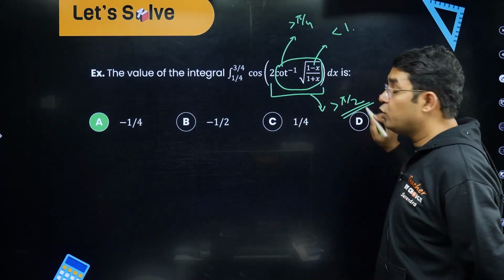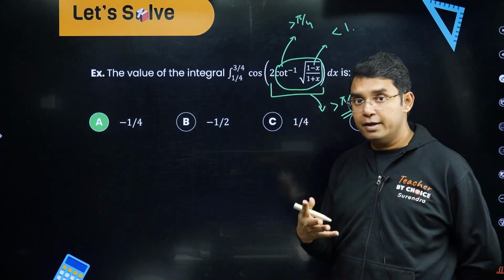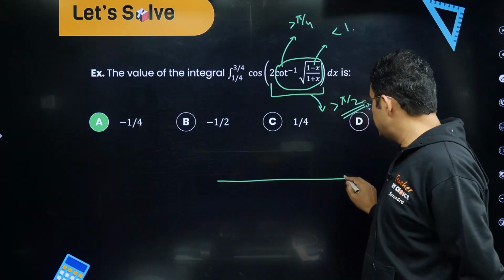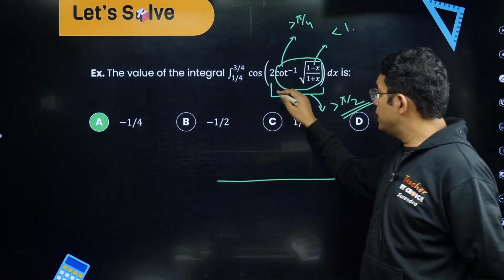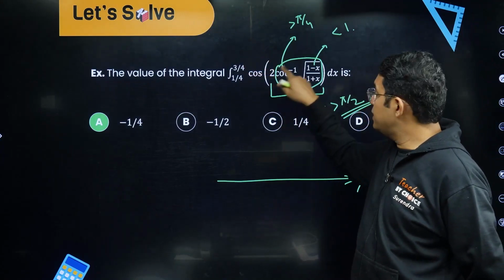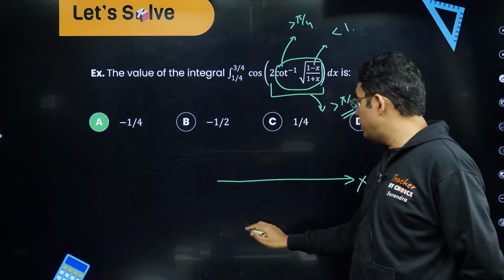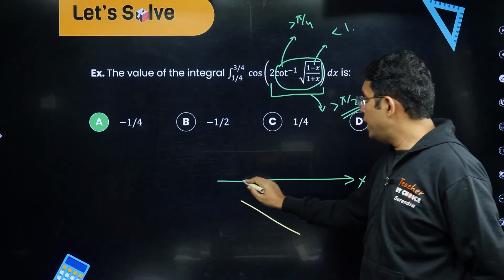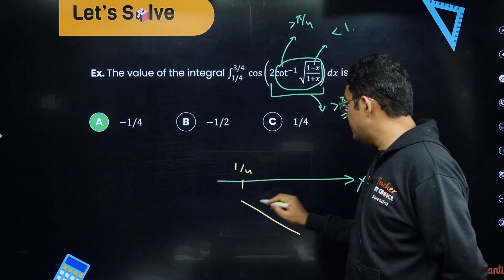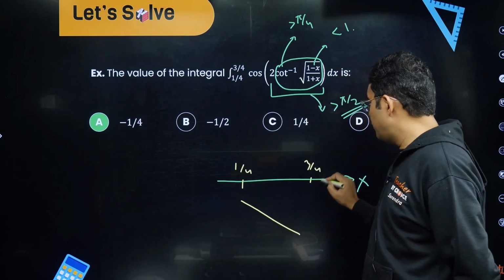Now greater than pi by 2 means cos of this thing will be negative. So if it is negative, you can see this function is actually negative. Actually we checked it, it was coming out to minus x. So it will be something like this. Minus x means going down, like this. So at 1 by 4 it will be minus 1 by 4, at 3 by 4 it will be minus 3 by 4.